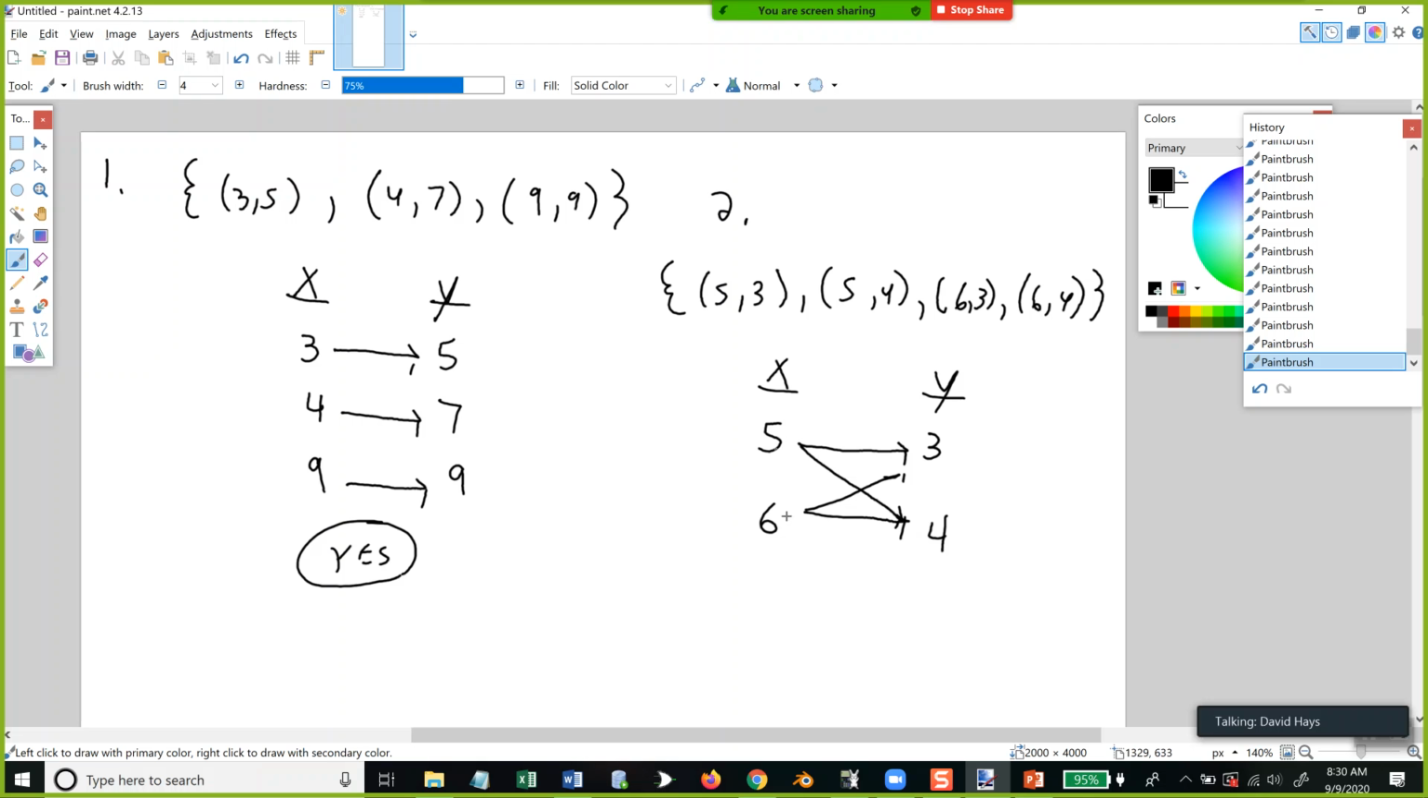You notice, out of both of these actually, but out of the 5, there's 2 lines coming out of it. For my definition, for every x there's only one y, that's false. For this 5, there's a 3 and there's a 4. So the answer here would be no.